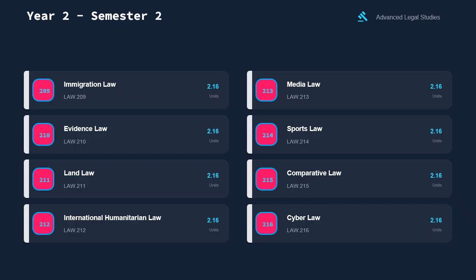3.3 Convergence and divergence, global trends. Systems influencing each other. Convergence: common law adopting codes, civil law using precedent. Divergence: cultural resistance to uniformity. Globalization: economic pressure for similarity.